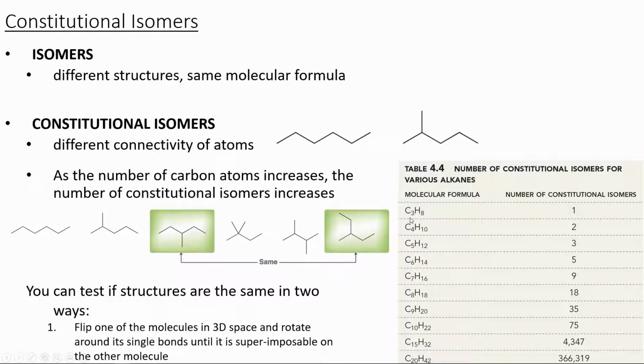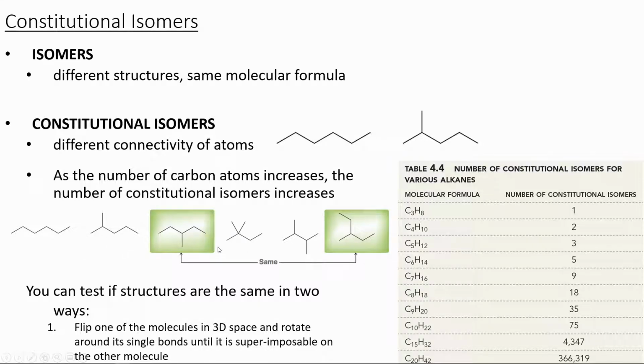A molecular formula with 3 carbons has only 1 potential constitutional isomer. If we increase to 4, we go up to 2, then 5, then 3, and as we get to carbon 9, all of a sudden we're at 35 potential ways to put that molecule together. These are all the constitutional isomers that have 6 carbons, so there's 5.